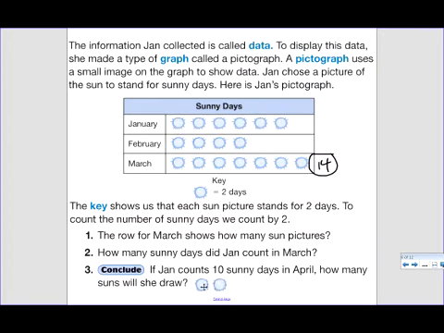2, 4, 6, 8, 10. Notice I counted by twos, so we can skip count. 2, 4, 6, 8, 10. There are only 10 sunny days in April. So as you can see, Jan is going to become a great meteorologist because she takes good data. And that's how you take your data.